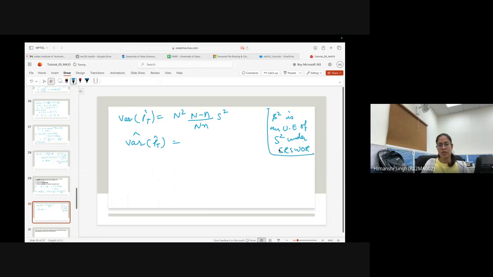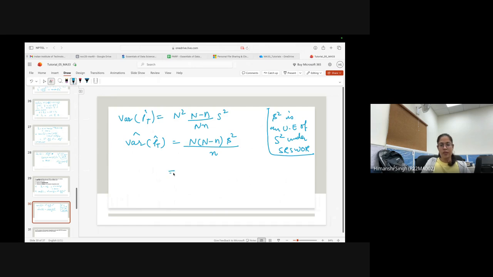Okay, so this is the thing. In place of capital S square, we'll use small s square. This we have studied in the previous class. So it will be N into N minus n into small s square by n. I've just taken this out. So this will be the quantity.